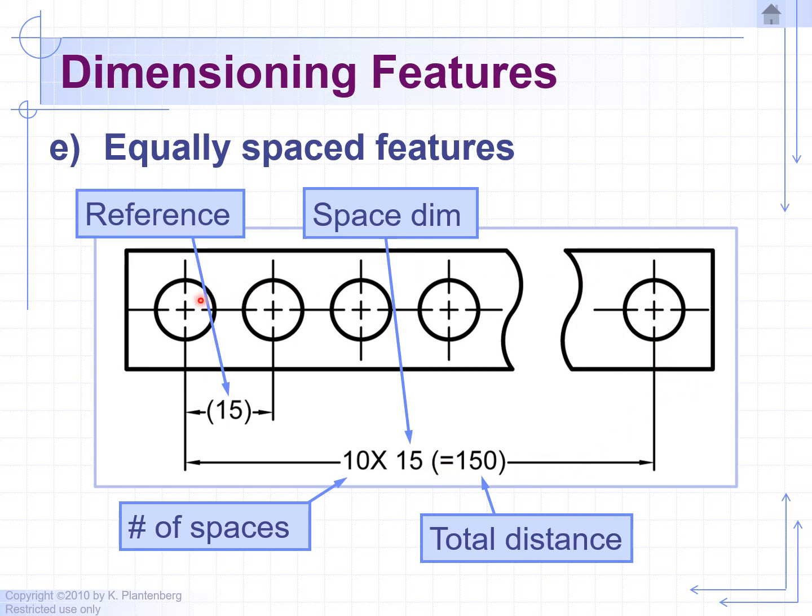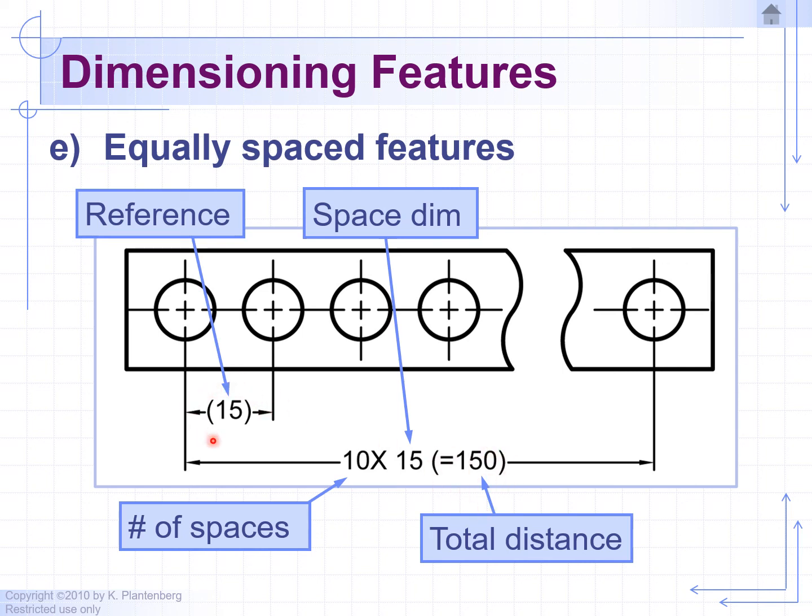Now the overall dimension from the center of the first hole to the last hole is 150. We know because it's 10 spaces times 15 will give us 150, but notice it's in parentheses. Since it's in parentheses, it tells the machinist or the inspector checking the part, hey, it's an overall of 150, but do not dimension this. Do not measure this. It's not important because it's in parentheses.